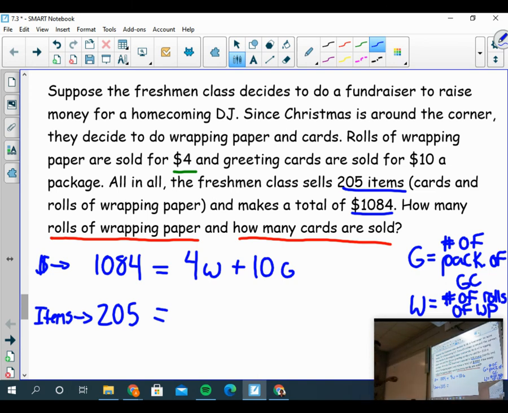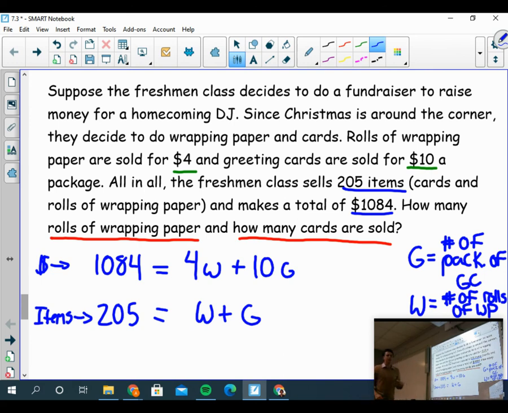So 4 times W plus 10 times G will make up together that $1,084. Now we still have to work through the 205 items. So let's ask ourselves, what is making up that 205 items? Well, it's the number of packages of greeting cards and the number of rolls of wrapping paper that we sell. Okay? Notice, though, that the 4 and the 10 have no place in this equation.